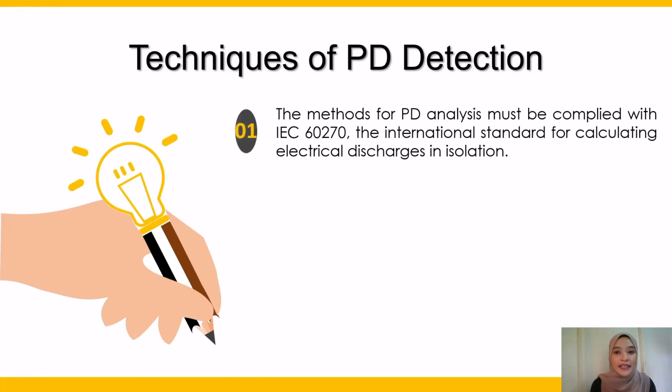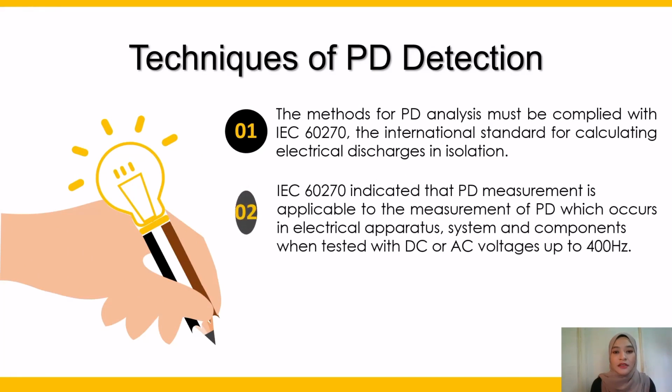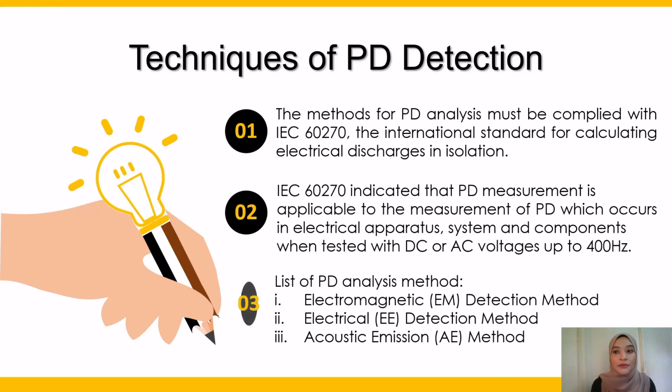Next is technique of PD detection. The method for PD analysis must comply with IEC 60270, the international standard for measuring electrical discharge in insulation. IEC 60270 indicates that PD measurement is applicable to the measurement of PD which occurs in electrical apparatus, systems and components when tested with DC or AC voltage up to 400 Hz.